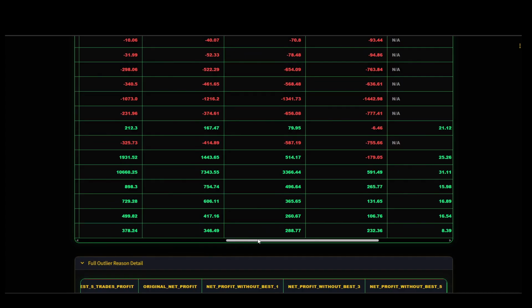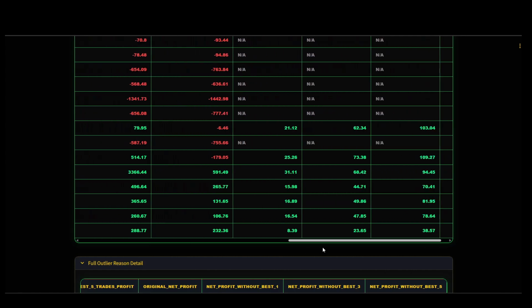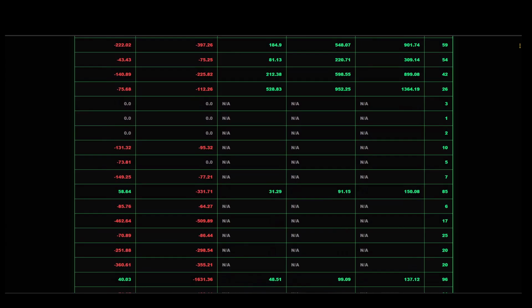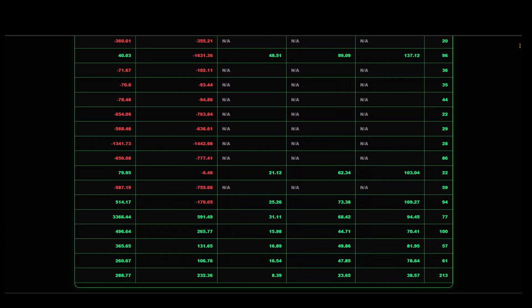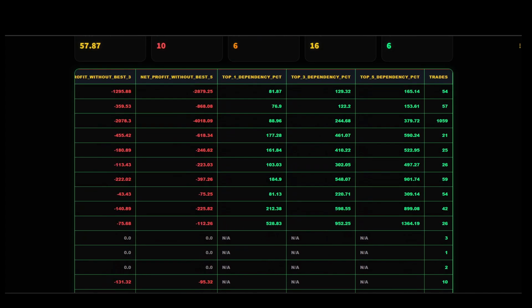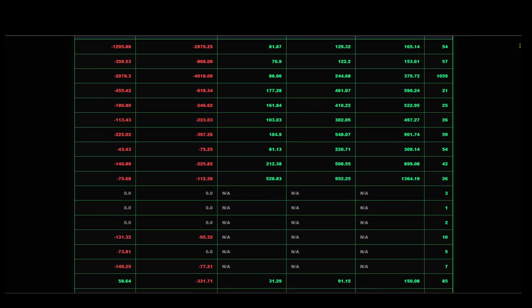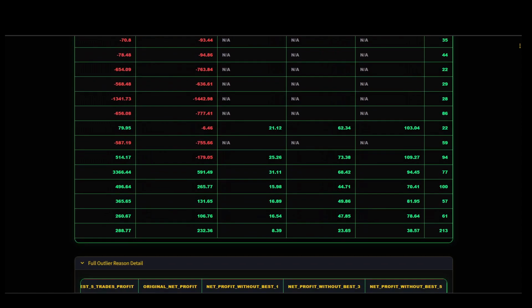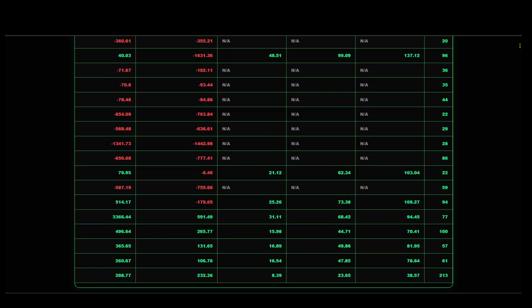Then when we scroll even further to the right, the table starts exposing the actual dependency percentages behind the collapse. Now we see top 1 dependency percentage, top 3 dependency percentage, top 5 dependency percentage, and finally the total trade count behind the robot. And this is where the tool exposes how concentrated the profitability really is. Some robots show dependency percentages exploding far above 100%, which means the profitability is almost entirely dependent on only a few outlier trades. So this entire layer is really trying to answer one question: is the robot structurally profitable? Or does the profitability mostly come from a very small number of extreme winners?